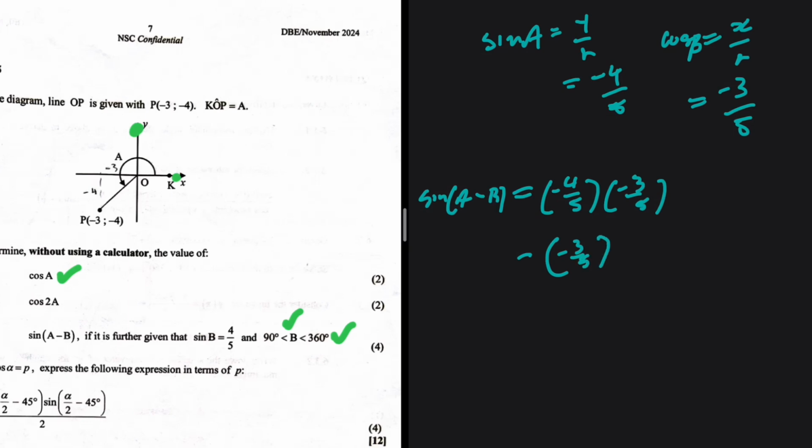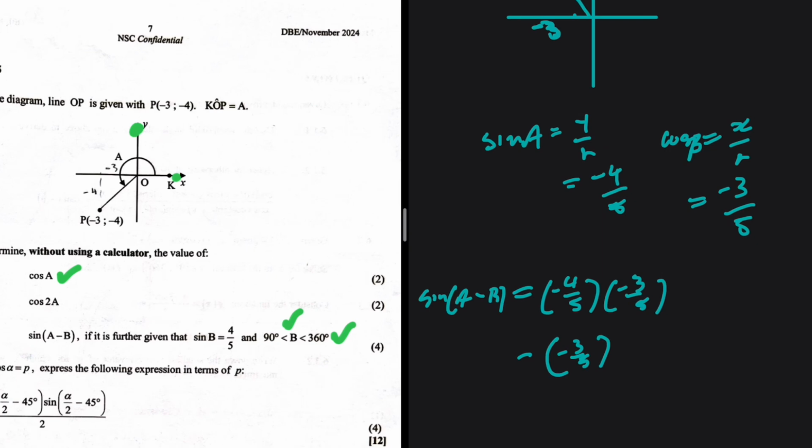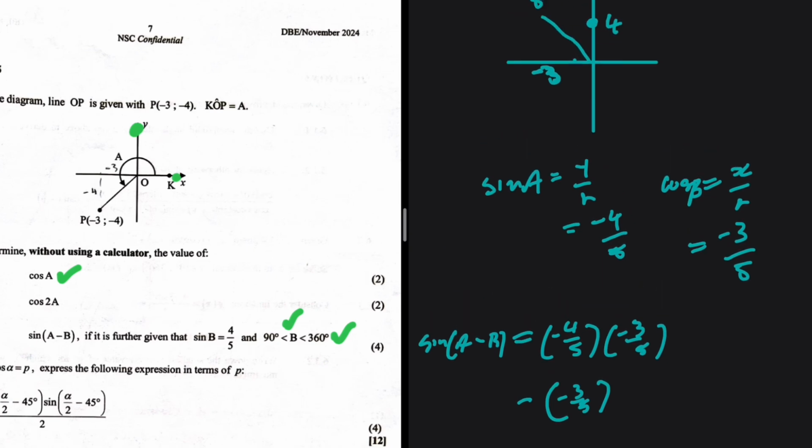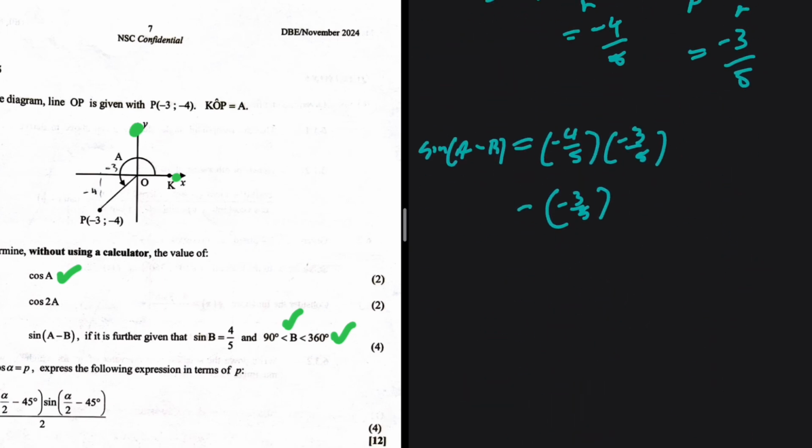And then what about sine B? That is cos A. What about sine B? Do we have sine B? Yeah, sine B is 4 over 5. So we have 4 over 5.